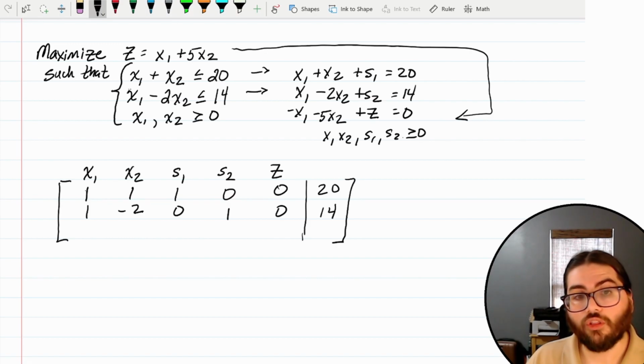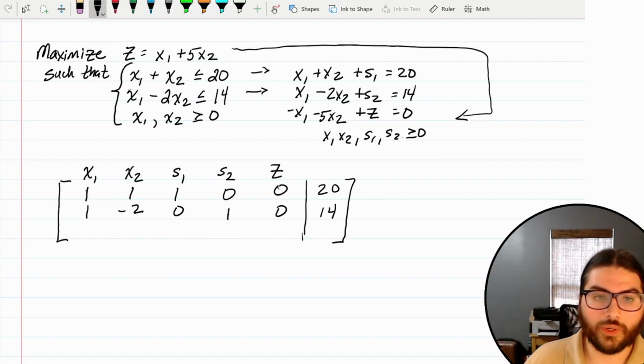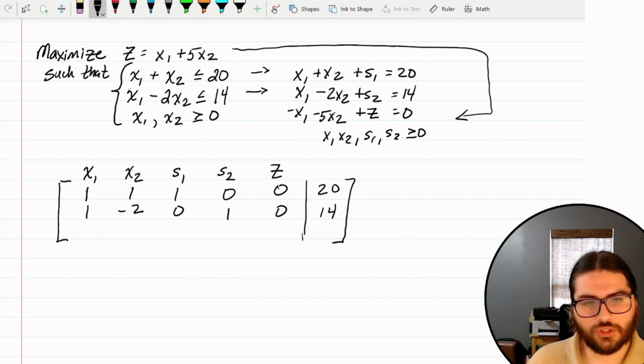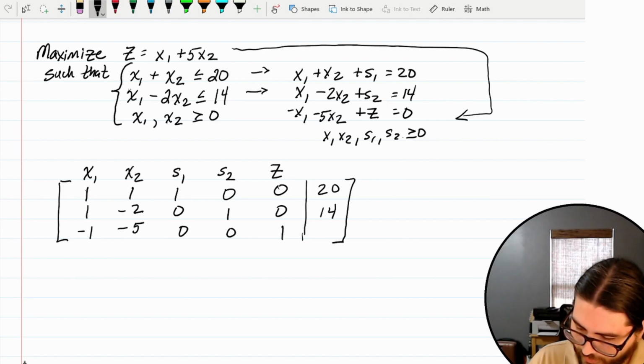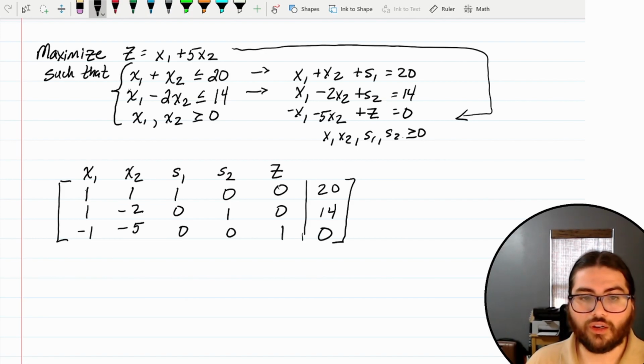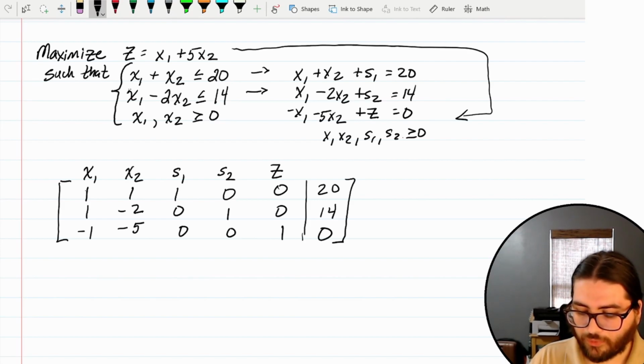Right? Notice how all the variables which do not appear in these equations, they get zeros. The first equation has S1, the second equation has S2, the third equation is going to have a Z. Negative 1, negative 5, 0, 0, 1, 0. So you're allowed to have a 0, right? Even though it's not a basic variable or any of that. This is my simplex matrix.